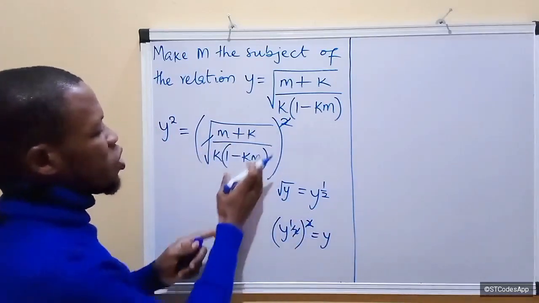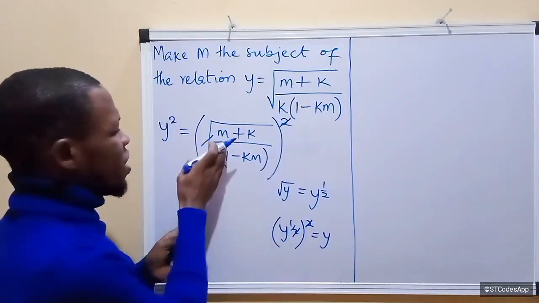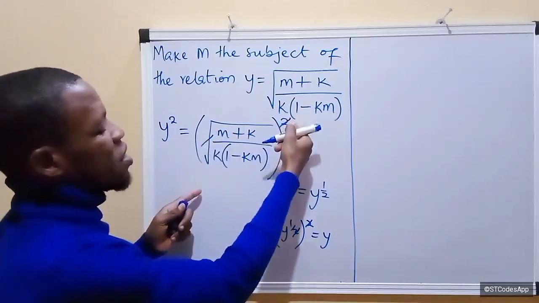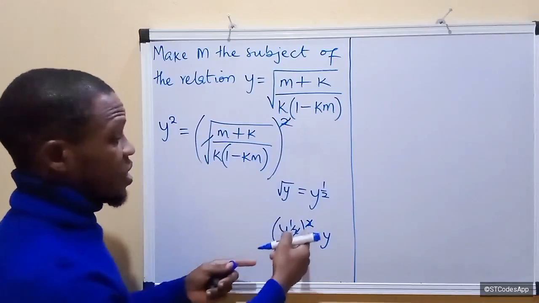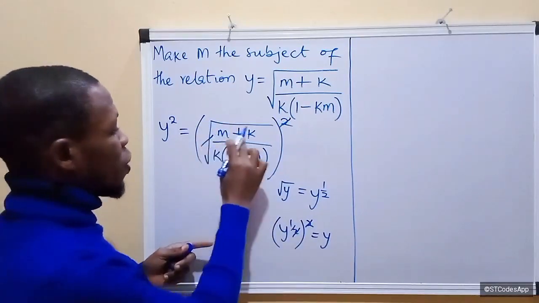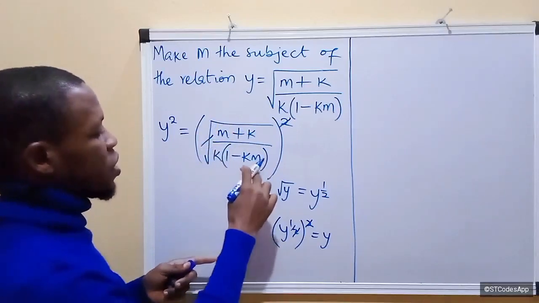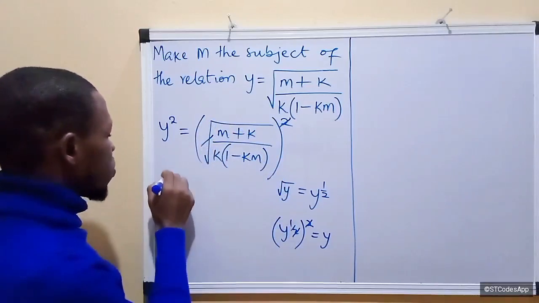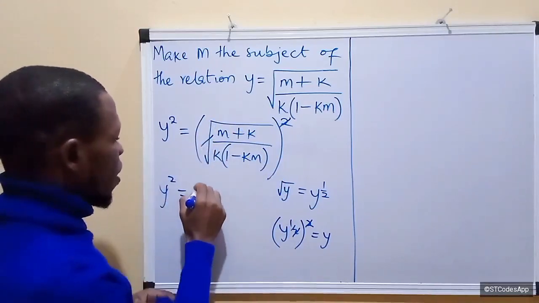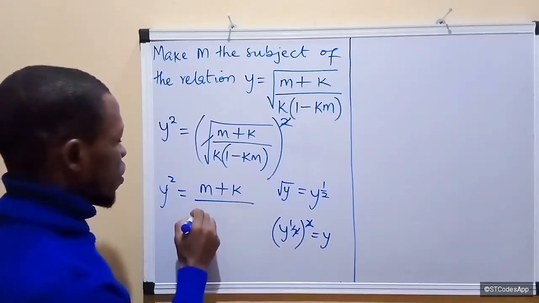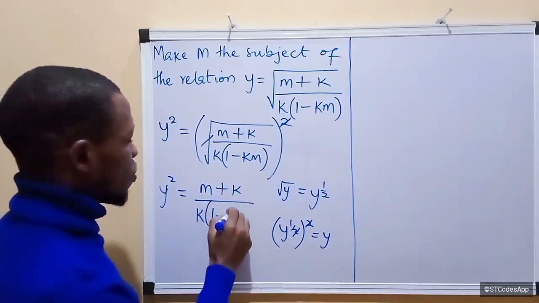The whole of this term raised to power 2, so the 2 that is in the raised to power half cancels the 2 that we have as square. And just as I am left with y here, so I will be left with m plus k all over k into 1 minus km in this place. So at the end of the day, I'm going to have y squared is equal to m plus k all over k into 1 minus km.